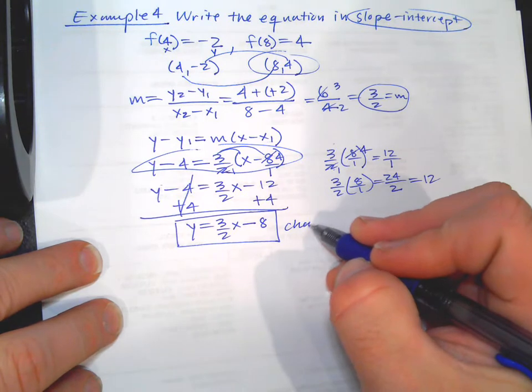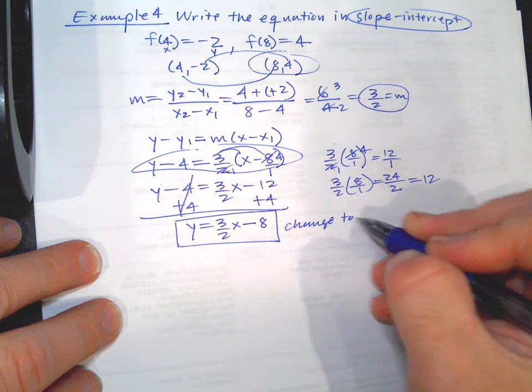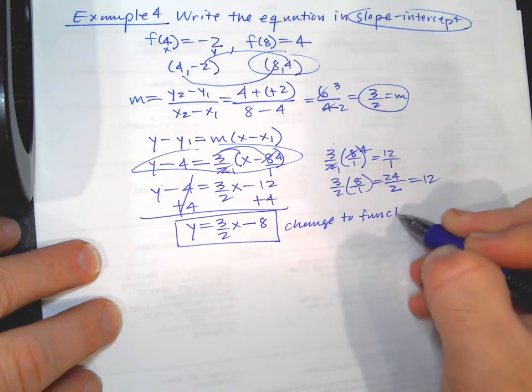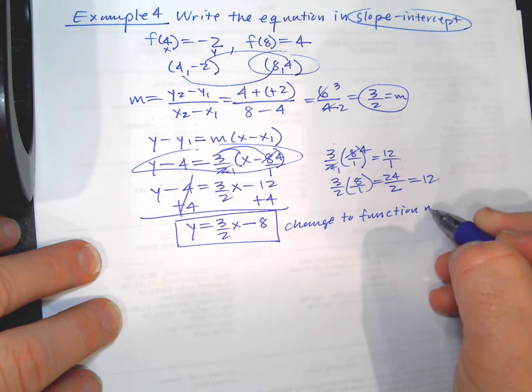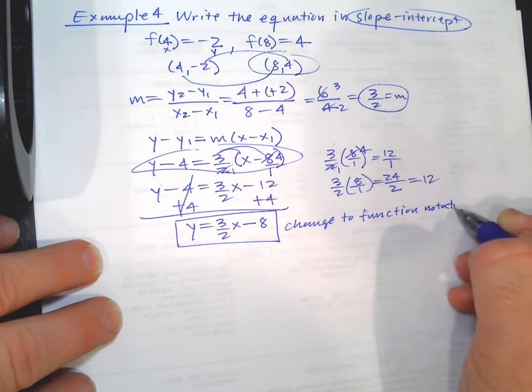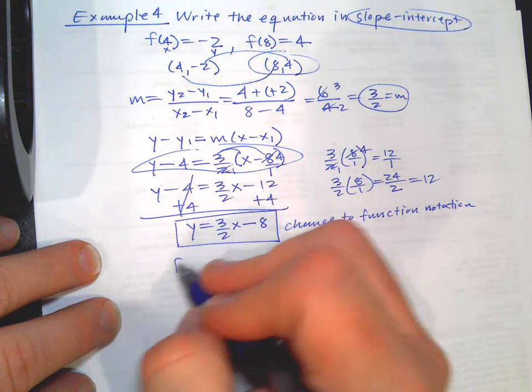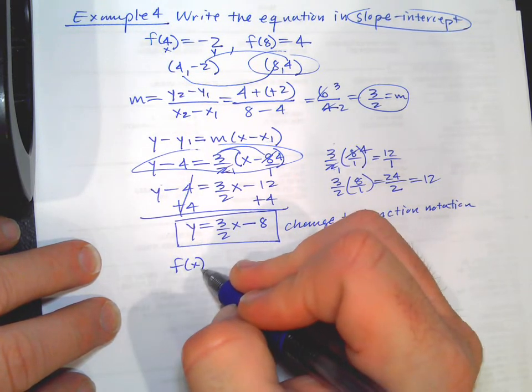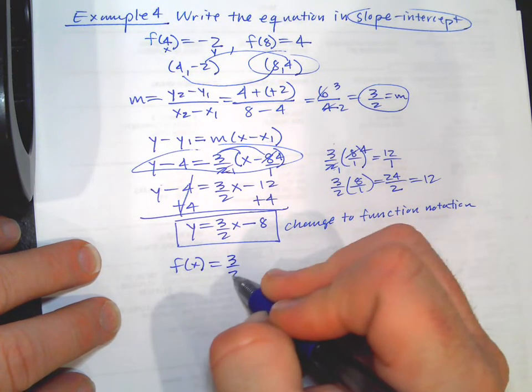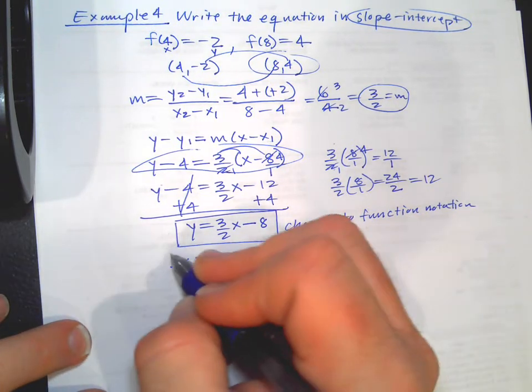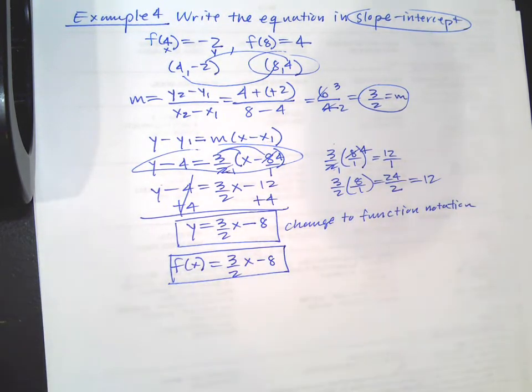Now, maybe because this problem was in function notation to start with, we need to change our answer to function notation. This is easy, but just something to pay attention to. This might be what causes you to get a problem wrong. So instead of y, we write f(x). That's the only difference. This same answer, in function notation.